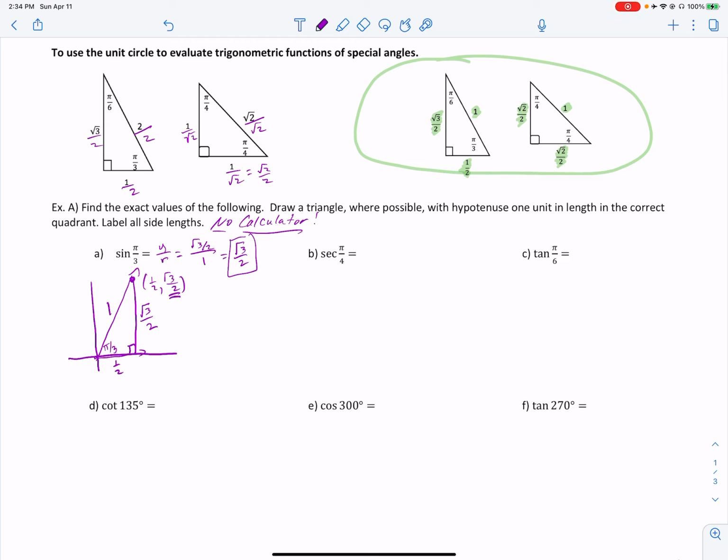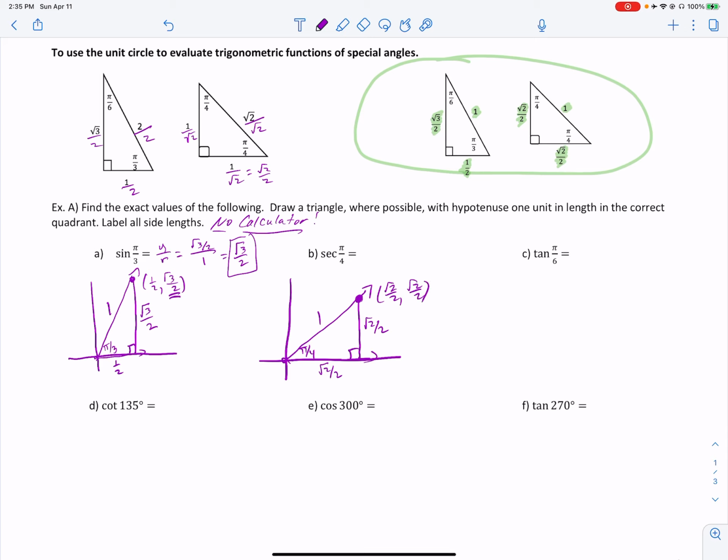For secant of pi fourths, well, if I go and draw a 45 degree, a pi fourths angle, so that's rotating pi fourths, pick a point on the terminal side, drop a right angle. Well, on the 45, 45, 90, the hypotenuse is 1, then the legs are √2/2 in both cases. So the ordered pair here is √2/2, √2/2.